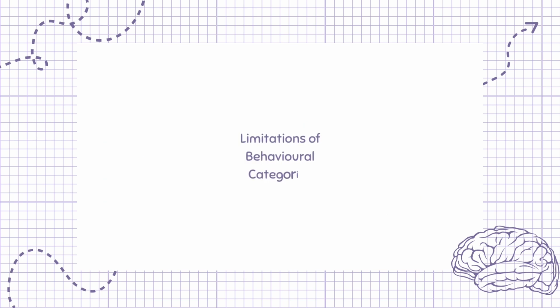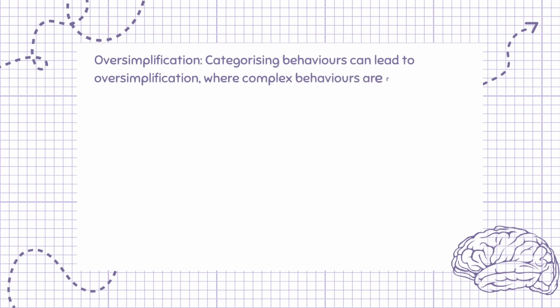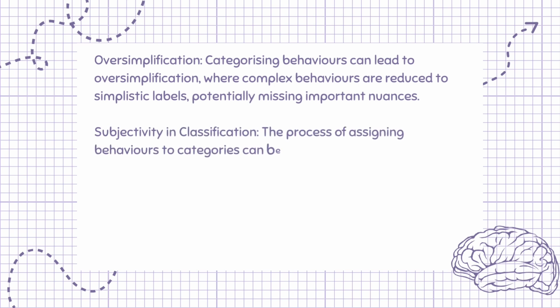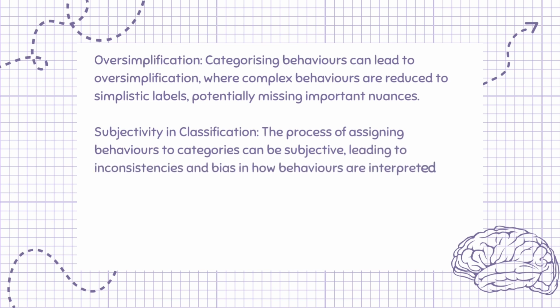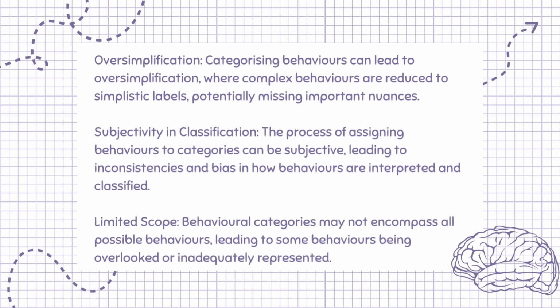Limitations of behavioral categories. Oversimplification. Categorizing behaviors can lead to oversimplification, where complex behaviors are reduced to simplistic labels, potentially missing important nuances. Subjectivity in classification. The process of assigning behaviors to categories can be subjective, leading to inconsistencies and bias in how behaviors are interpreted and classified. Limited scope. Behavioral categories may not encompass all possible behaviors, leading to some behaviors being overlooked or inadequately represented.